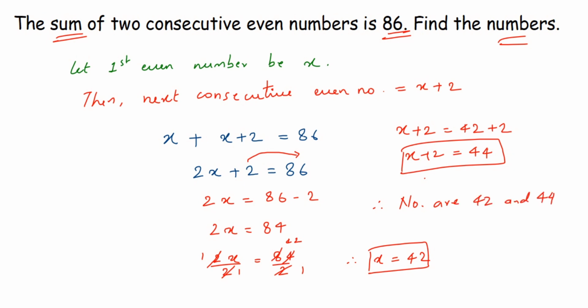Let's cross-check the answer. This is not necessary, but I just want to show you how to check if your answer is correct or wrong. We know that the sum is 86. So let's add 42 plus 44. 2 plus 4 is 6, 4 plus 4 is 8. You can see that the sum is equal to 86. This means your answer is correct. The numbers are 42 and 44. Yes, I hope this question is clear.